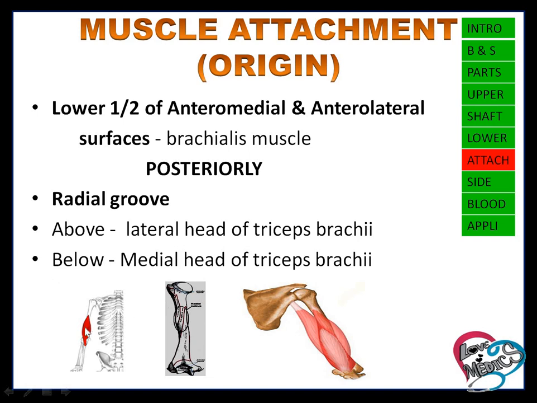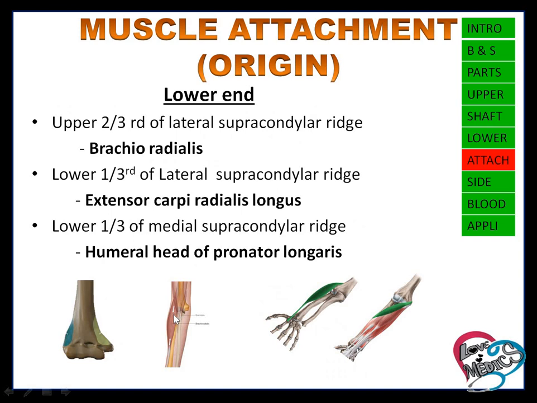Now the origin. Brachialis muscle arises from lower one-third of anteromedial and anterolateral surface. Posteriorly, lateral head of triceps brachii arises from above the radial groove and medial head of triceps brachii arises from below the radial groove. In lower end, brachioradialis muscle arises from upper two-third of lateral supracondylar ridge. Extensor carpi radialis longus muscle arises from lower one-third of lateral supracondylar ridge. And humeral head of pronator teres muscle arises from lower one-third of medial supracondylar ridge.